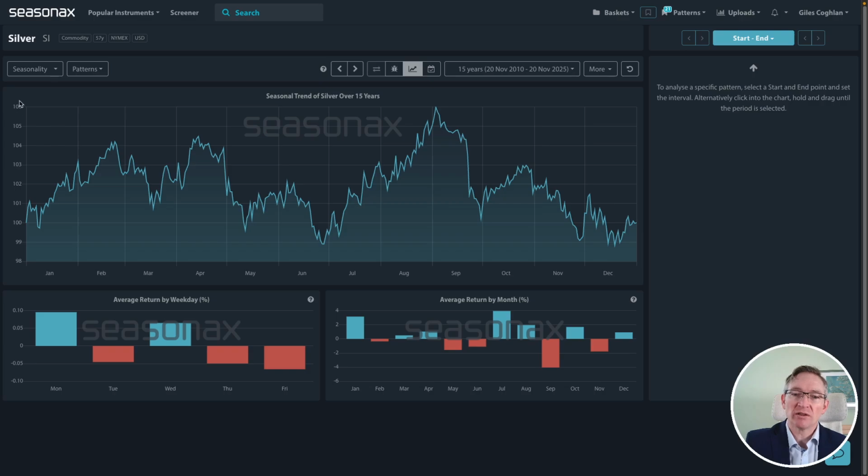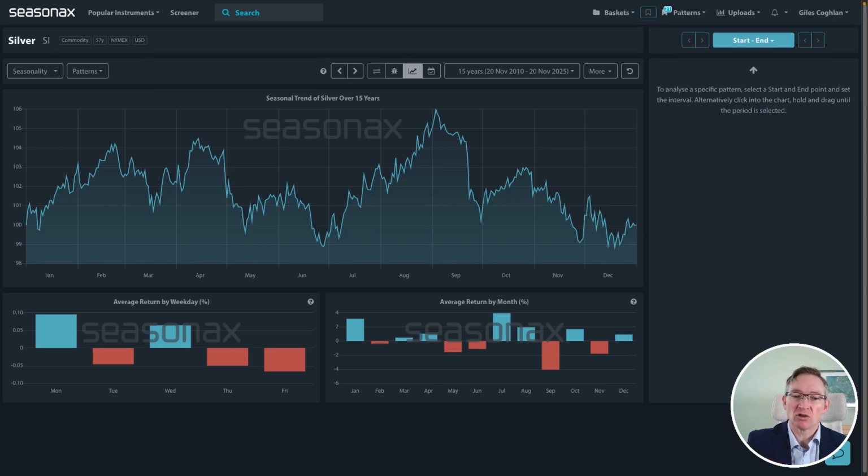Now, look at the y-axis, the vertical axis, on the left-hand side of the screen. What Seasonax does is it always normalizes the starting point of the data to 100 on the 1st of January. So remember, this doesn't show the actual price of the instrument. It shows an indexed performance path, and it's effectively the average percentage movement across the selected period.